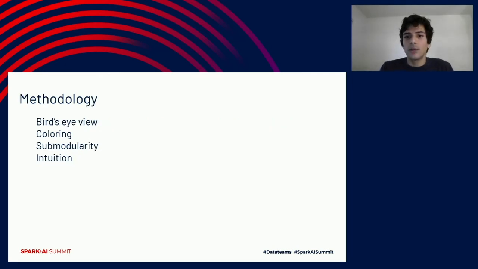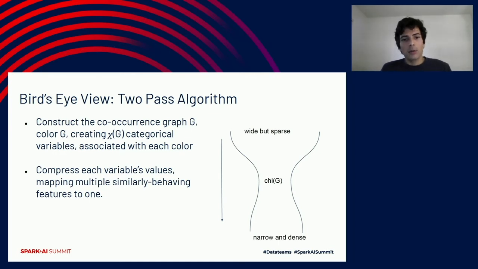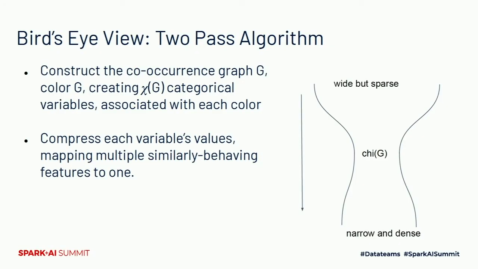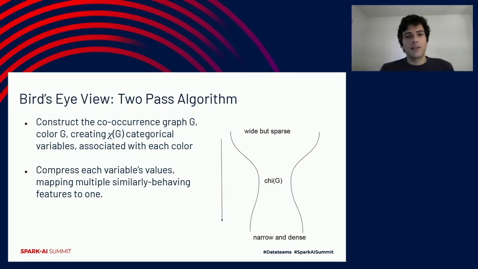So let's dive into what this method looks like. At the top level, what we're going to do is construct the co-occurrence graph G, which is the graph where features are the vertices and there's an edge between features if they both occur in the same training point for some training point. This graph is something that we're going to color in the graph coloring sense, and we're going to create a data set which has the colors themselves as the features. So that is this chi of G data set. It's going to be very narrow because we'll need very few colors to color this graph. After that, we're going to expand this data frame a little bit by compressing these color features and then one-hot encoding them. That's going to make them applicable to different classifiers. So let's dive into some details.